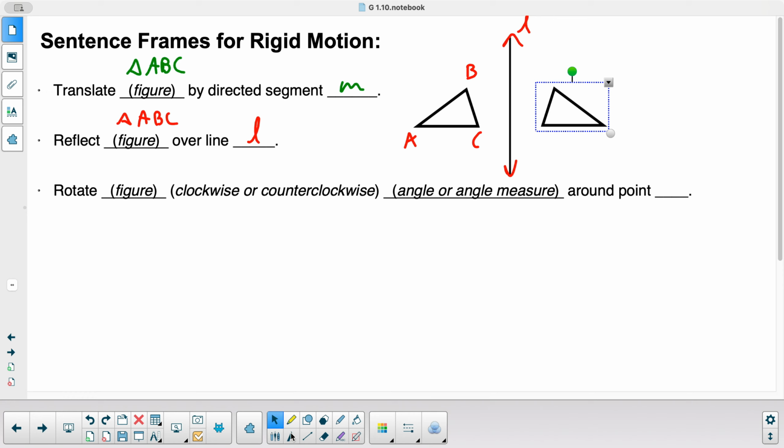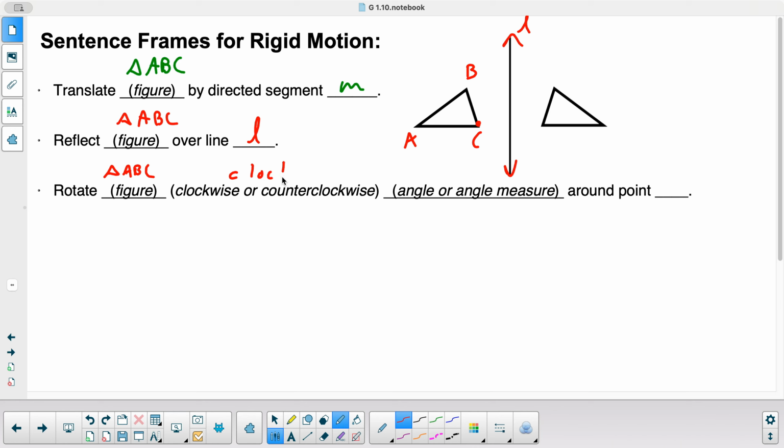So if I had this same figure here, and let's say I wanted to pivot it right here at point C, rotate triangle ABC, let's say clockwise. Clockwise is like this. Counterclockwise is like that. So you need an angle measure. Let's say I just want to turn it 90 degrees around point C. It's like my figure turns this way.